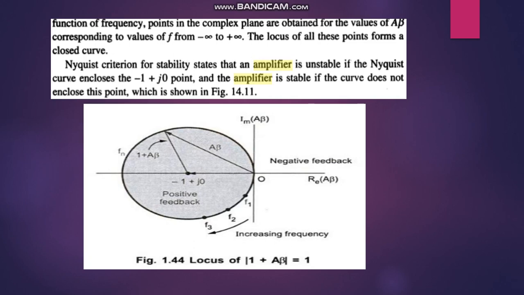Now the condition: the Nyquist criterion states that the amplifier is unstable if this curve encloses this point, the minus 1 plus j naught point. The amplifier is stable if the curve does not enclose this point. So if unstable, the curve totally closes around, enclosing this point. If the amplifier is stable, the curve does not enclose this point. So this is the definition of the Nyquist criterion. Sometimes they even ask it for 2 marks: State Nyquist criterion. That is also important.